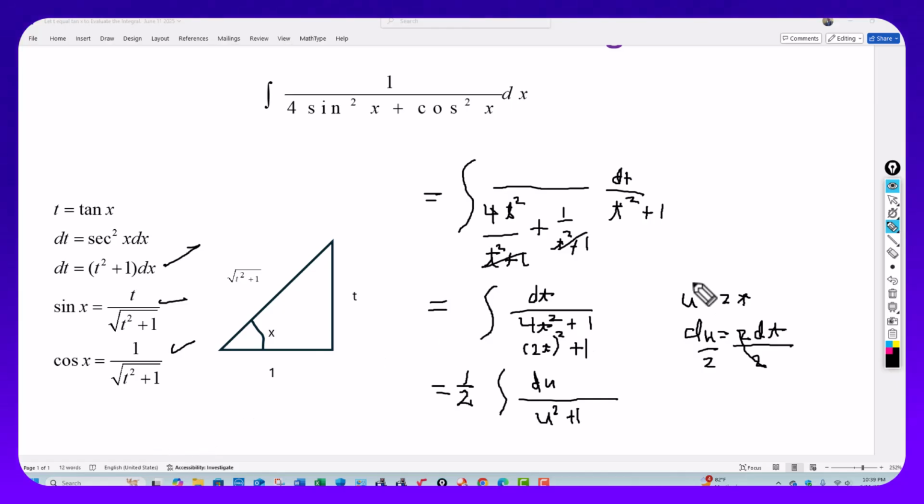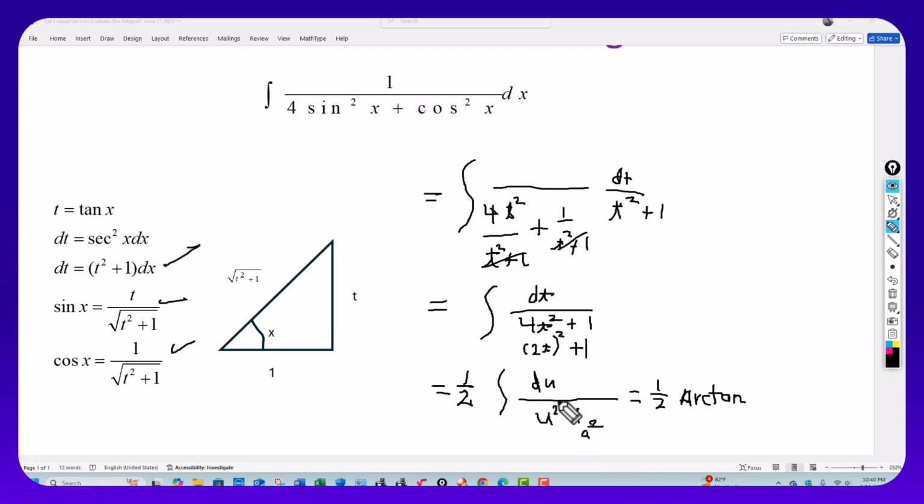I just used this formula in the last video, so I'm just going to give you the answer here. Whenever you have this format, du over u squared plus 1, the constant 1/2 is going to stay there. Any integral that looks like this has a value that's arctangent, or tangent inverse, of u over a. In the formula, this is a squared, which in this case is 1, so this is 1 squared.